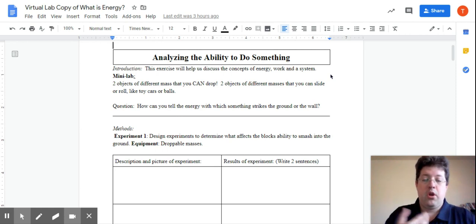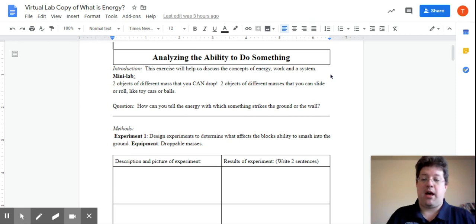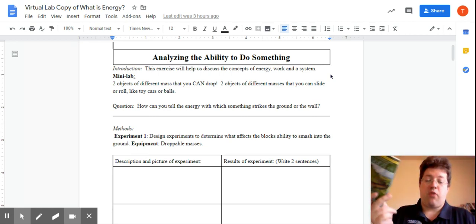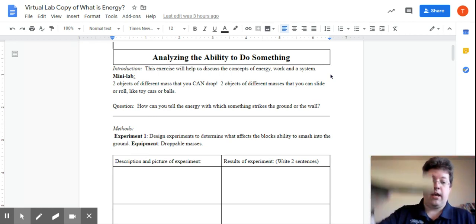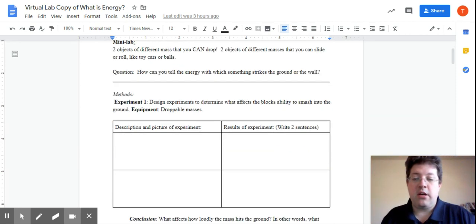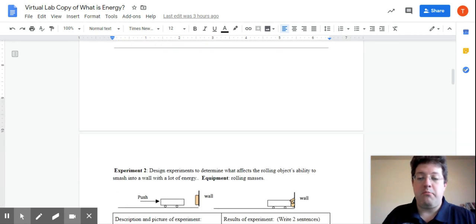First, with the objects of different mass, the first experiment is to drop them both from the same height. Then you are going to take one of them and drop it from one height and then a higher height. When you take a look at this experiment, you're going to draw a description and a picture of it. Write a short description of what you used, and then the results of the experiment. Did you have more or less energy? I'll talk about how to measure that in a second. Then answer the question here, then move on.